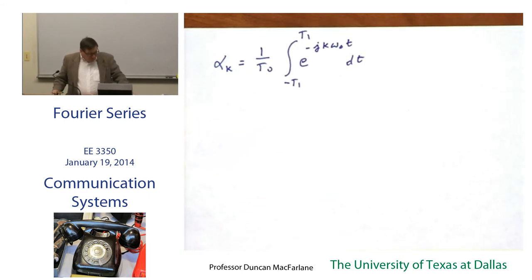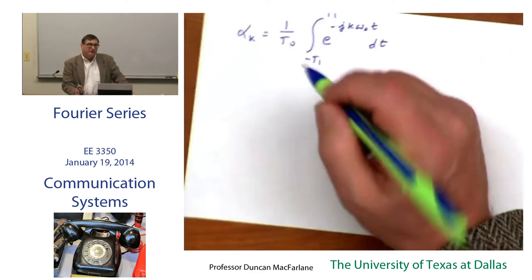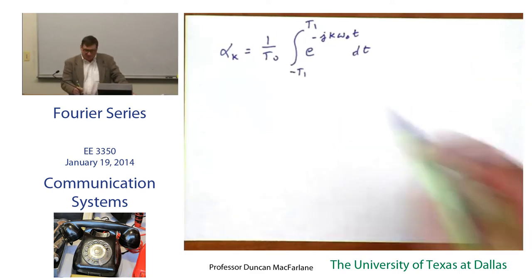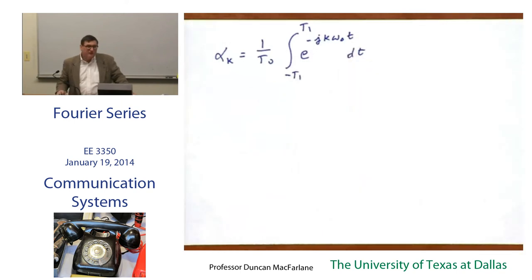So now we'll find the rest of them. The first thing to note is that because of the simplicity of the function, I'm not drawing a 1 there, but there is a 1 there. That's the function. And then this is the kernel, K-E-R-N-A-L, of the Fourier series.